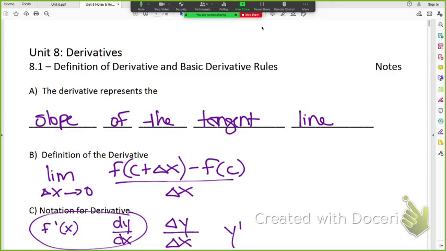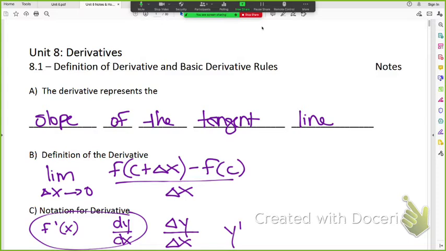As we get through this unit, you're going to see most of those different notations, so it will vary between them. It could say f prime of x. It could say g prime of x. It could say y prime. It could say dy dx. You're going to see a lot of the different ones in there.